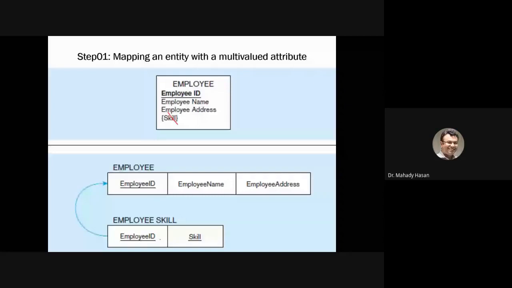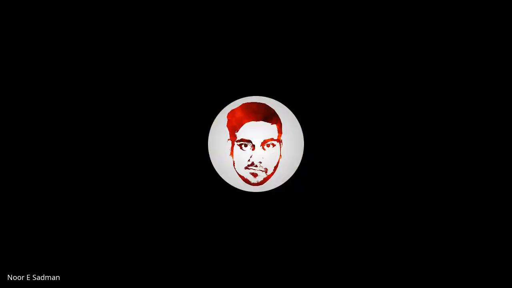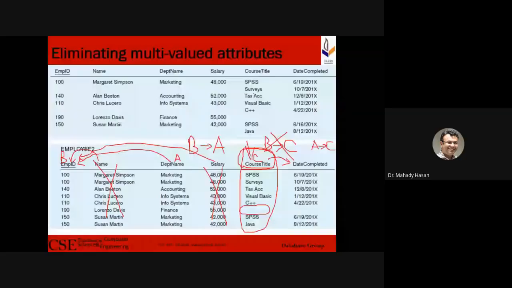Okay. Now going back to the question why, the reason behind why is basically the discussion that we had here. Can you see the slide? Yes, sir. So what was the problem here? Having a multi-valued attribute. What was the problem? We had to repeat employee ID. That was the problem, right? Remember?